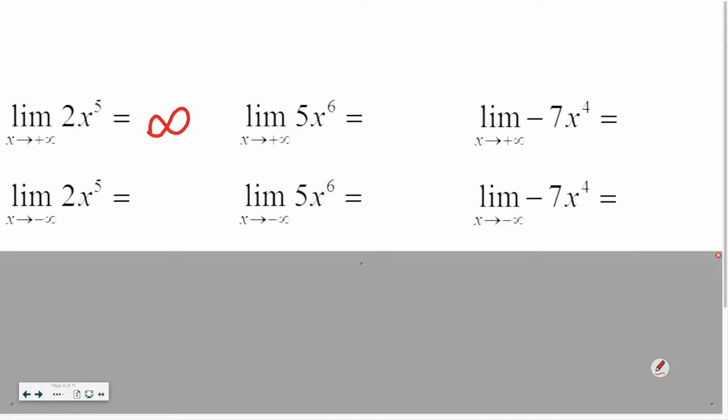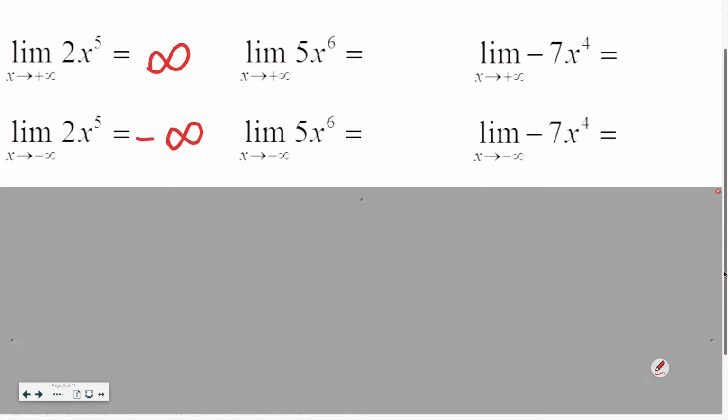Celine, if we go towards negative infinity, what's going to happen to our graph? Okay, we're going to go towards negative infinity. We have an odd, thank you, an odd degree, so our behavior is going to be opposite. Okay. 5x to the sixth. Think about 5x to the sixth.